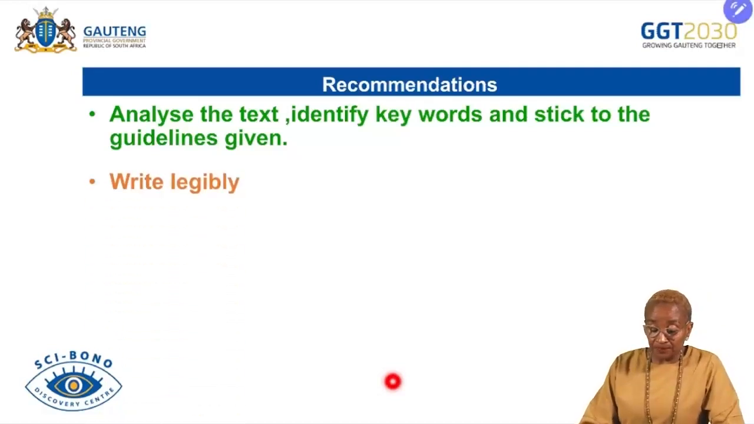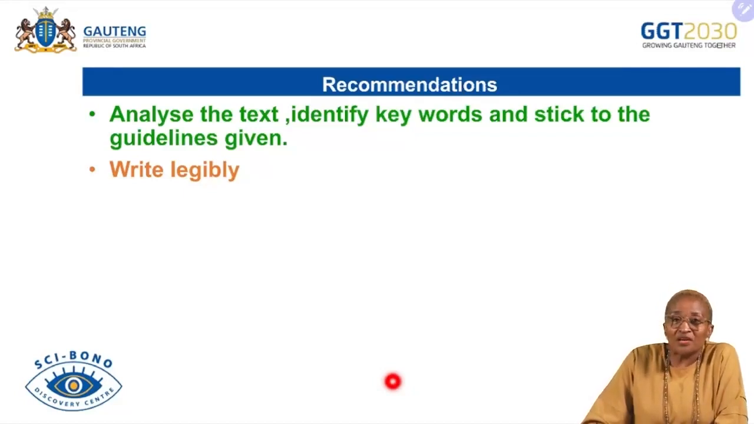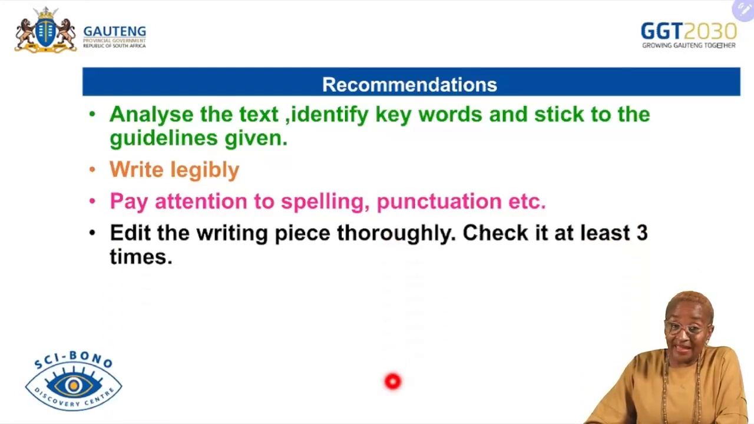Right. You've got to write legibly. Some learners underperform, not because they don't know the answers, they don't know what to write, only because of the handwriting. So work on your handwriting. Pay attention to spelling, punctuation, and so on. Edit the writing piece thoroughly. Check it at least 3 times.